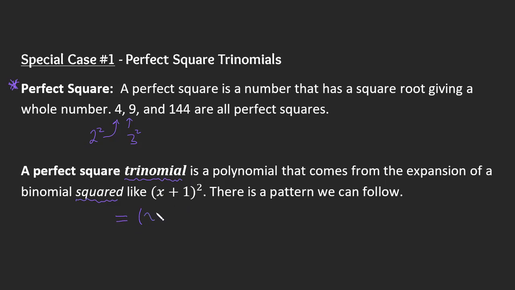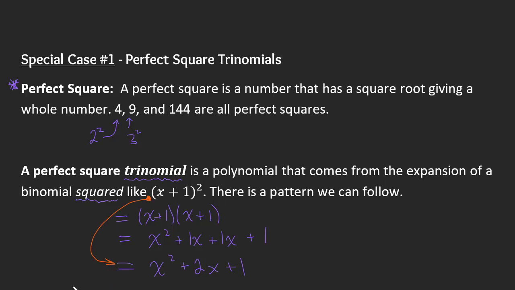It's as simple as writing the bracket twice, times itself, no different than what I was doing up above, and expanding it out. And you can totally do this the normal way: x times x is x squared, x times 1, 1 times x, and 1 times 1, and collect your like terms. But what we're going to discuss next is a pattern that allows us to go directly from the first line, the question, directly to the answer if you follow the pattern.